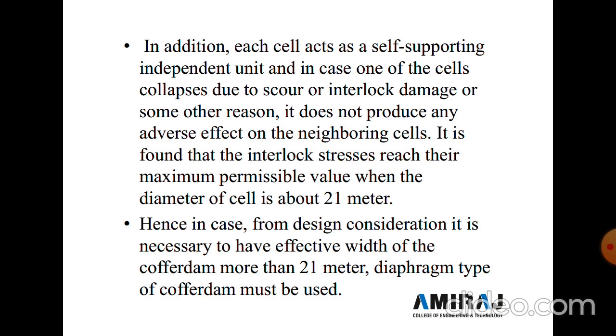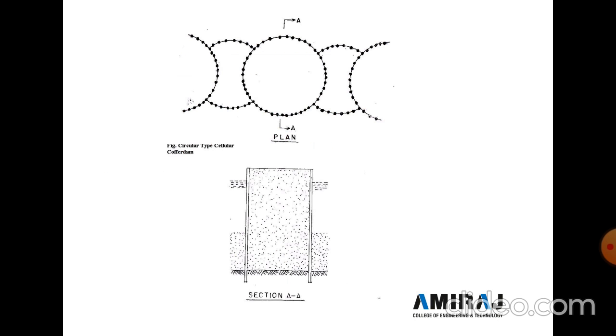So here in this figure you can see exactly the circular type of the cofferdam. Here the circular shape of the cofferdam is constructed, and all the circular cells, or cellular cells, are inserted in the ground at some distance and filled with rock and other material.